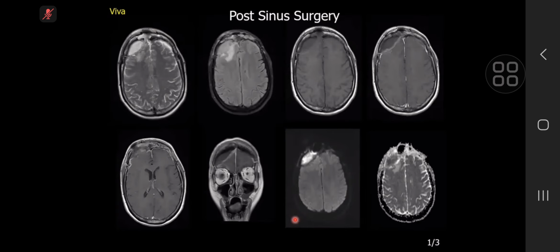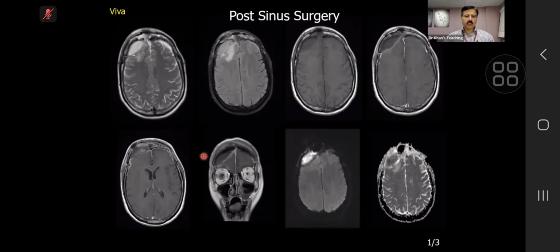So, is there an abscess on this scan or not? As I can see, there is an enhancing lesion in the subdural area, after post-sinus surgery in the frontal lobe, bilateral frontal lobe. So this shows that there is a post-surgical empyema, which is showing the restriction on the right side, right frontal lobe, with the ADC mapping.